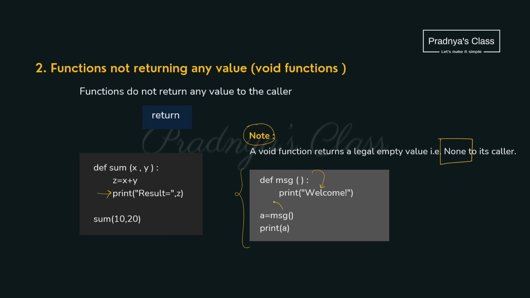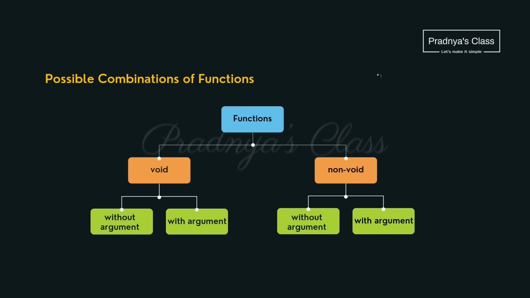If we accept that function in a variable and print it, you will get None. Alright, based on the criteria of whether you are passing a parameter to the user defined function and whether you are returning a value from the user defined function to the main program, there are 4 different combinations of functions. Here void means you are not returning any value back to the main program, and non-void means you are returning a value back to the program.